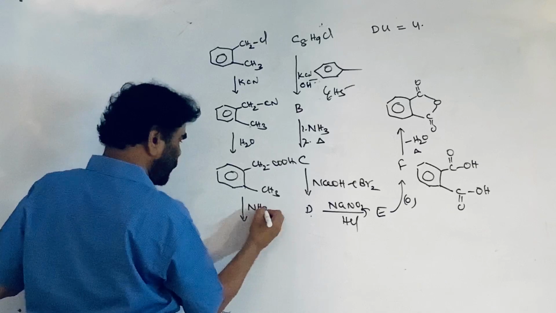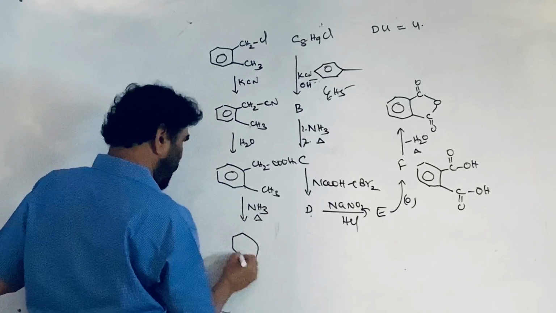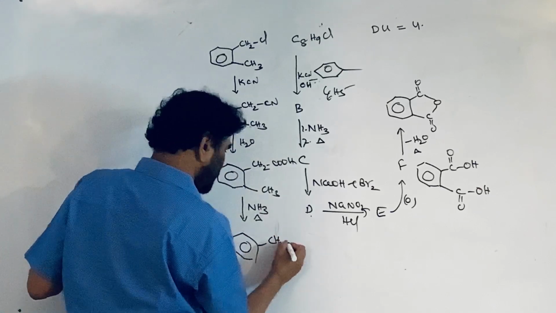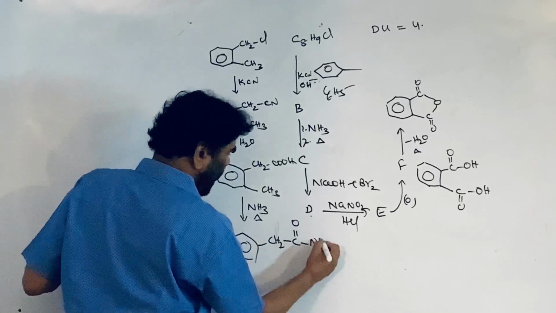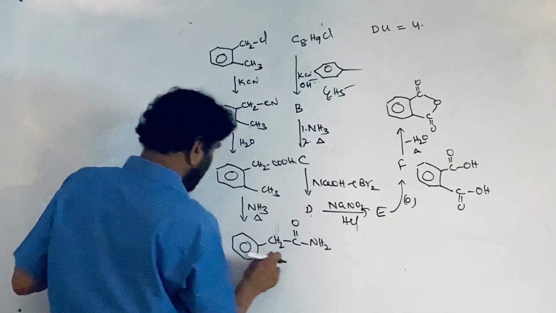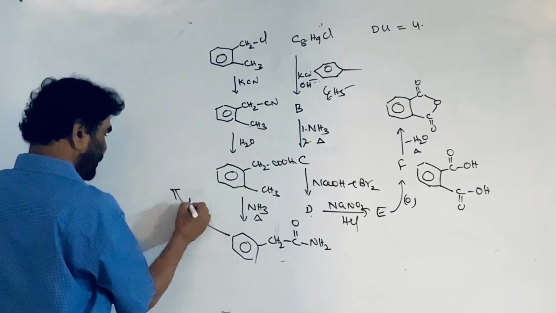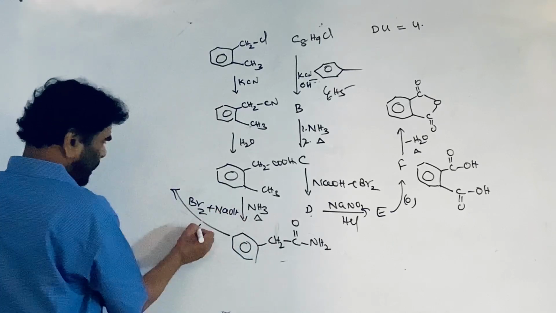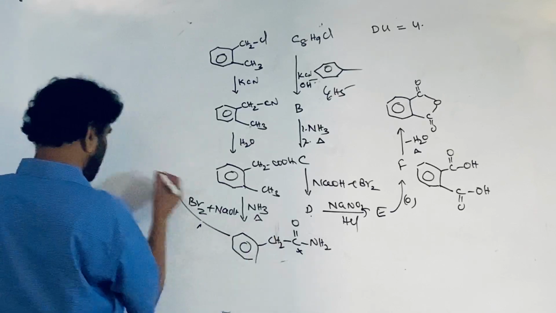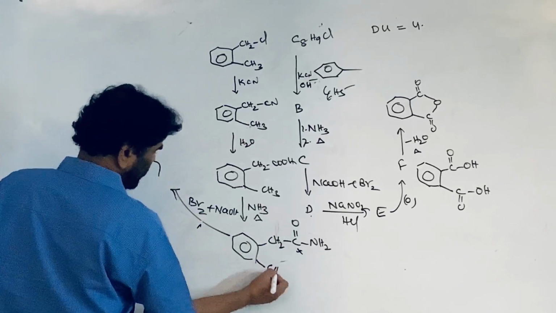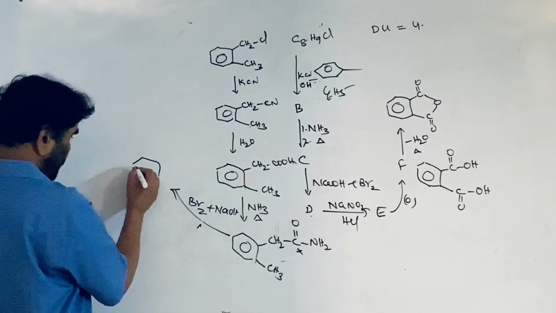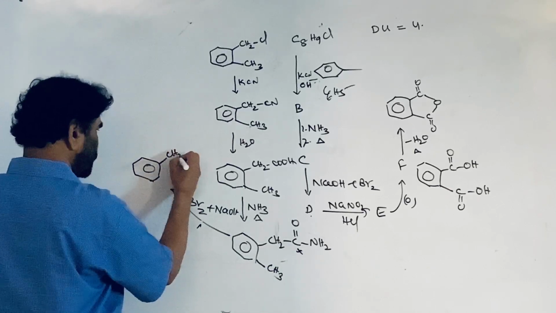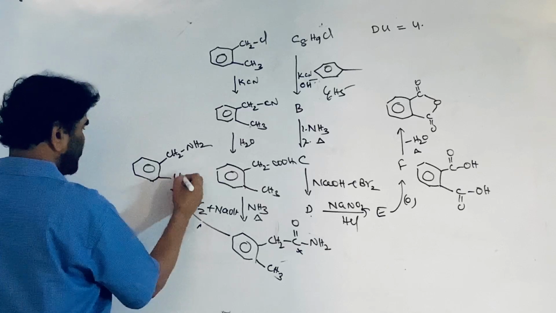This is treated with ammonia and heat. An amide is formed, CH2C(=O)NH2. The carboxylic acid is converted into the amide. This amide on treatment with bromine plus sodium hydroxide, Hofmann degradation reaction, with heating, gives, sorry, the methyl should be here, CH2NH2, and this is CH3.